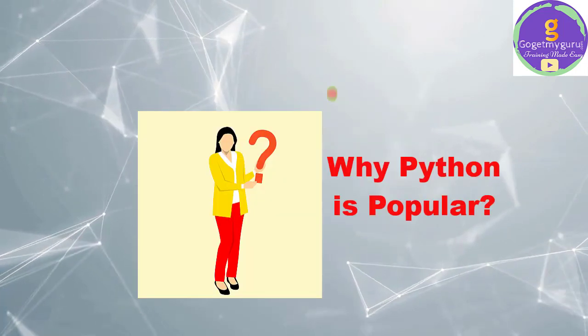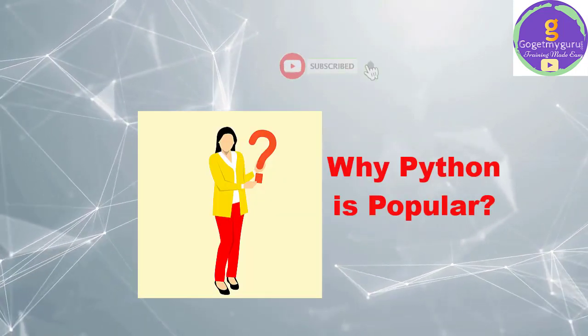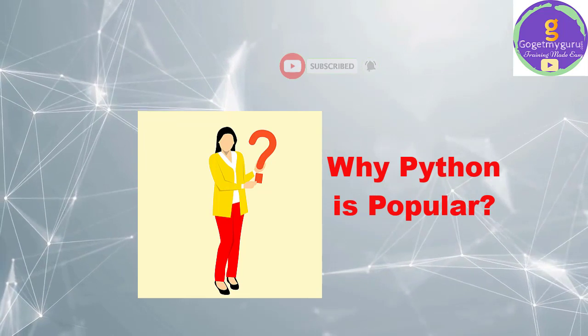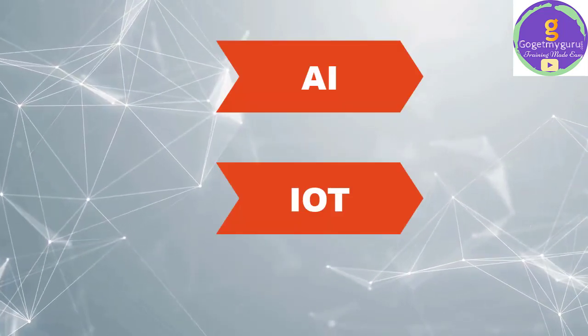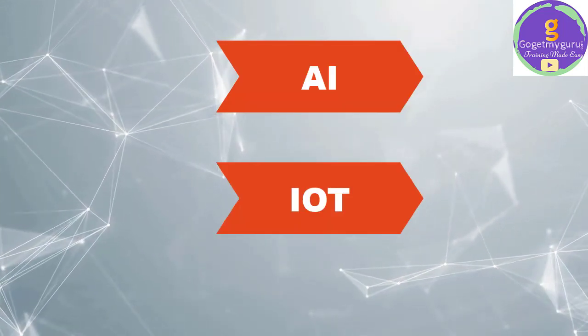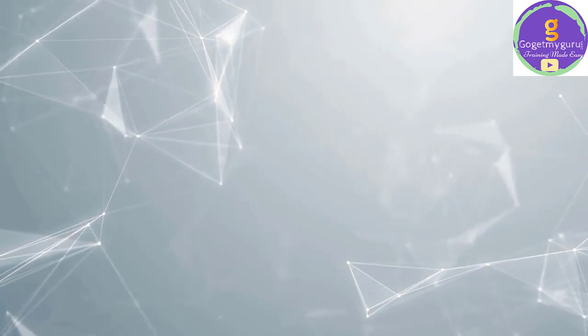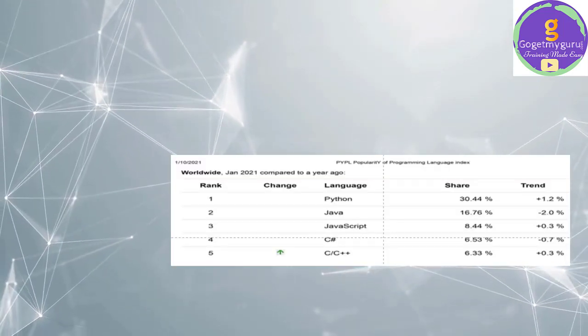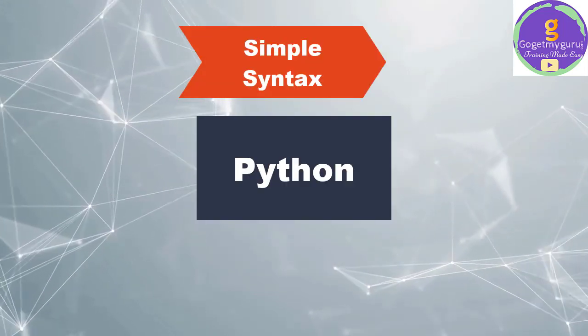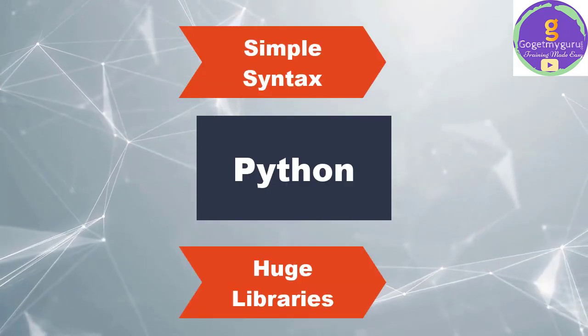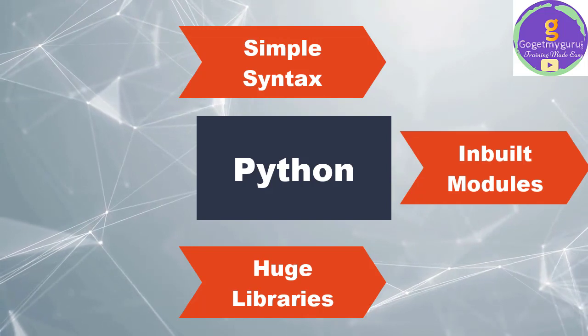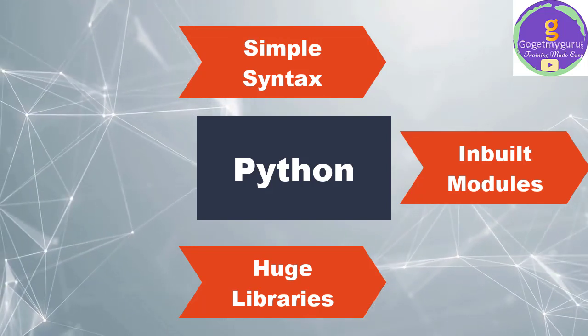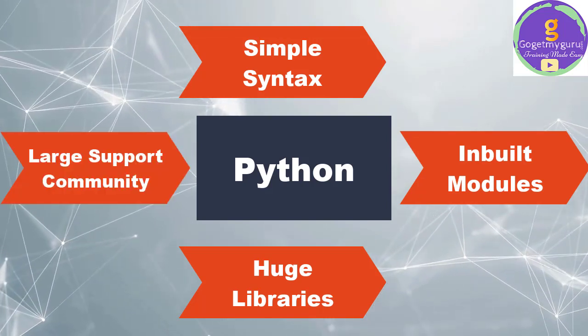Why has it gained so much popularity in recent days? That's because with the advancement in technologies like AI, IoT, where complex tasks can be written in a simple programming language, Python came into the picture. That's why Python gained much more popularity than before. Due to its simple syntax, huge library and inbuilt modules, Python has gained more popularity. Apart from that, Python also has a huge support community.